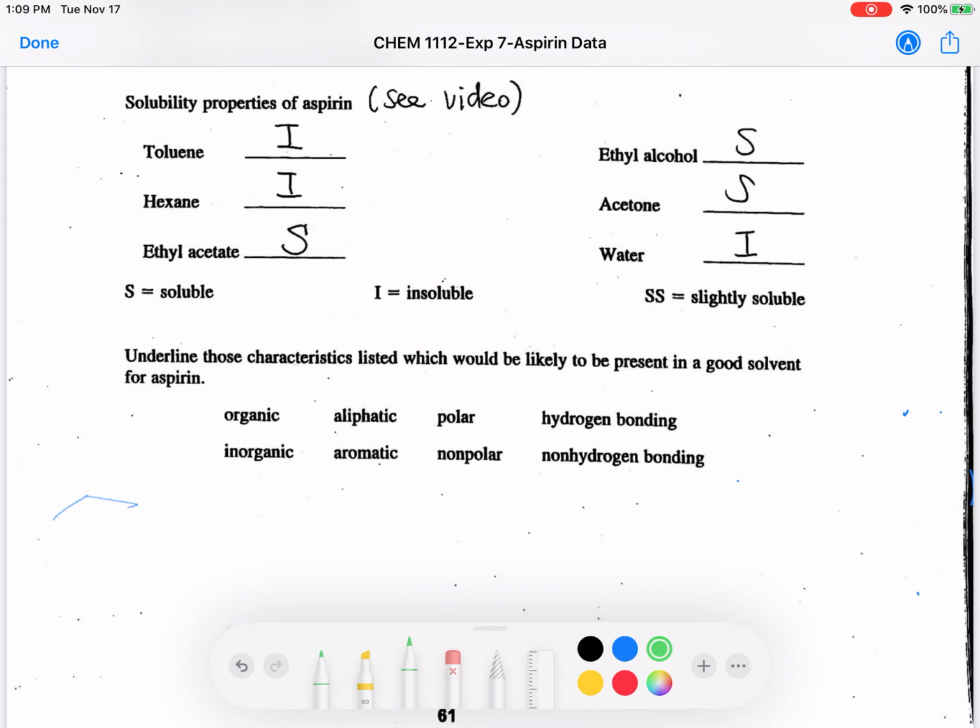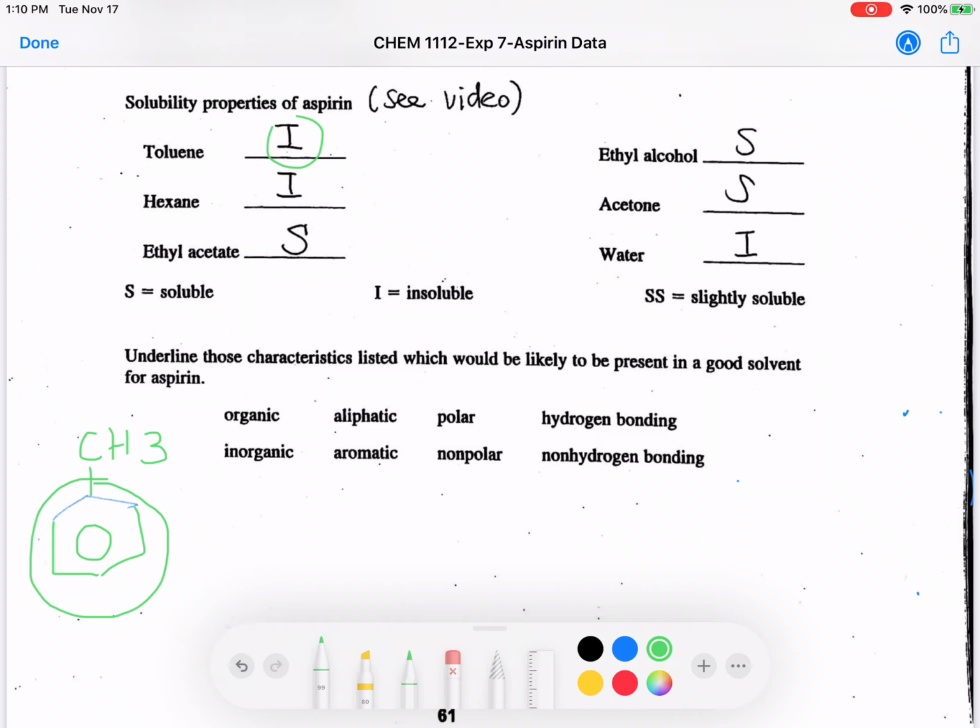Toluene is this. This is a benzene ring, so toluene is this. When you have this ring, we call it an aromatic group. So it is insoluble in toluene, meaning if you want to find out a suitable solvent, then aromatic is not good, right? Underline those characteristics listed which would be likely to be present in a good solvent for aspirin. So aromatic is not a good one.